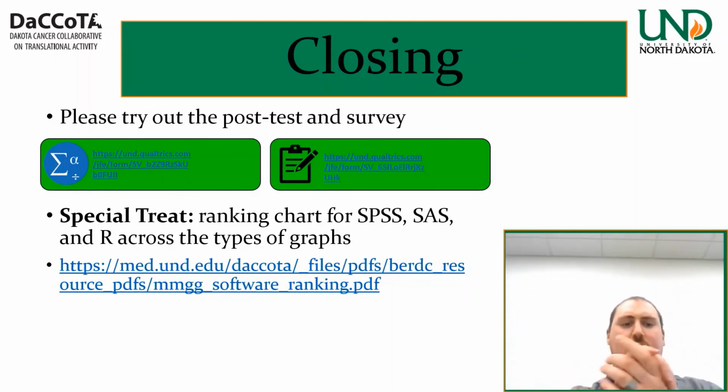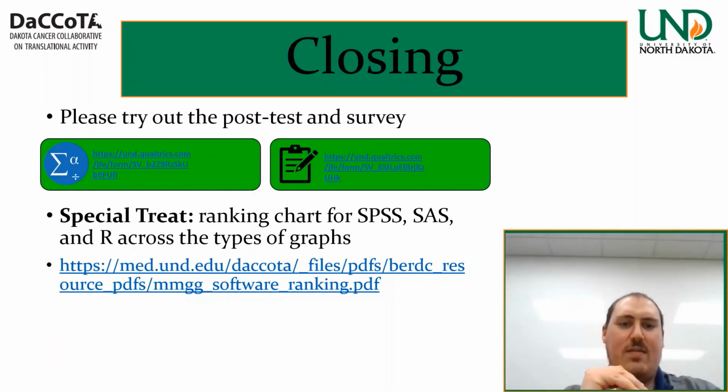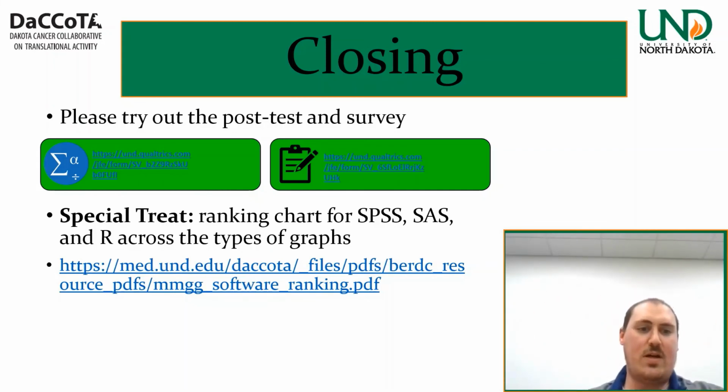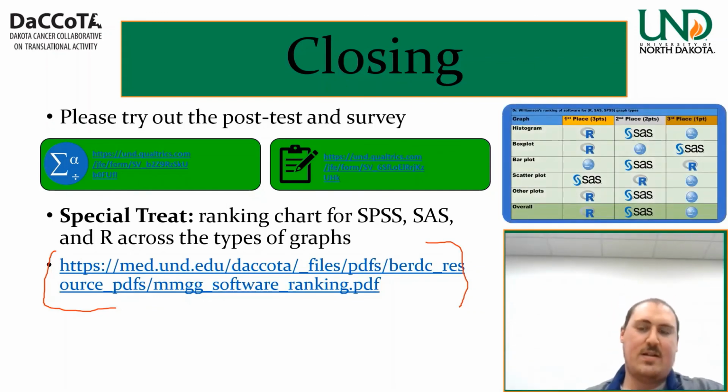And as I told you, I do have a special treat. Now, it doesn't really make sense to do what we did for R and SAS, where I had the special code. So instead, I have a ranking chart for SPSS, SAS, and R across the types of graphs that we used. You can access this here, but I have a miniaturized version of it to show you here. And unfortunately for SPSS, lo and behold, it is what I would consider third place overall. However, in its benefit, you can see that I think it far and above makes the easiest bar plot if you want a quick and accurate bar plot. So anyways, that is that for you.